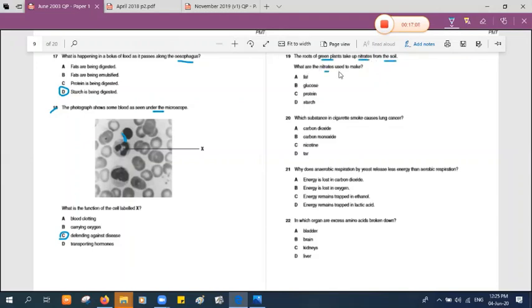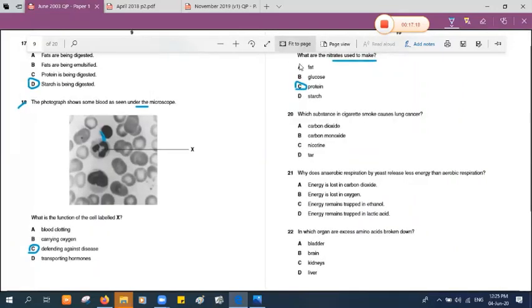What are nitrates used to make? What do you think the nitrates in question 19? Yes, perfect, protein. Okay. Question 20. Which substance in cigarette smoke cause lung cancer? Okay, do you remember? Of course, the tar.